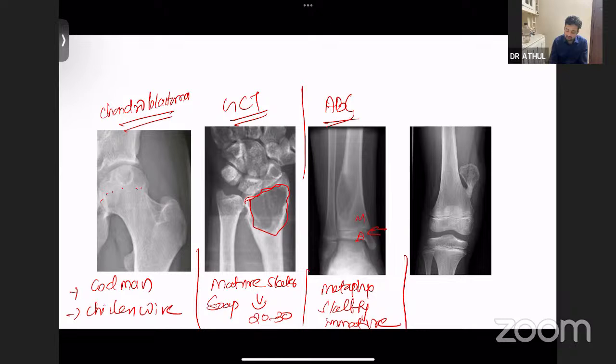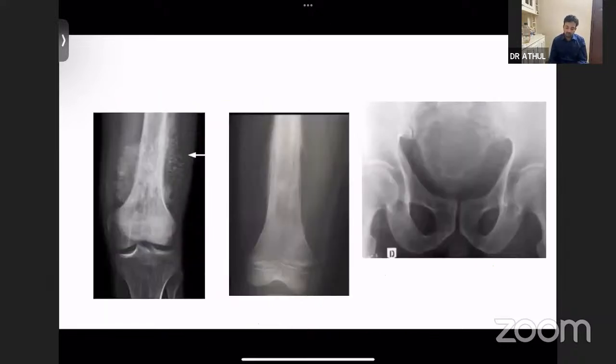Here, if you're seeing some stalk-like lesion like this, what is this? This is osteochondroma. They will be seen as pedunculated lesions going away from the epiphysis. So bone tumors, very, very important, asked multiple times, benign tumors as well as malignant tumors. This is the classical malignant tumor with the sunburst appearance, a sunburst periosteal reaction, which is perpendicularly oriented like this, which is seen in osteosarcoma.